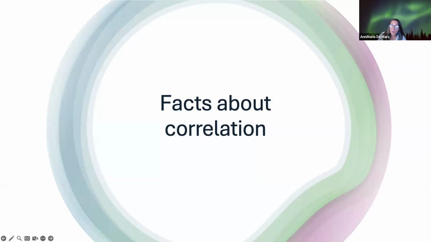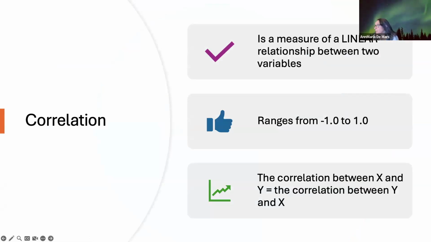Dakota right now. Let's start with a few facts about correlation, and then in the next video, we'll get into computing correlation. So, a few facts about correlation. First of all, it is a measure of linear relationship between two variables. We talked about that last time. We talked about scatter plots, linear versus curvilinear.